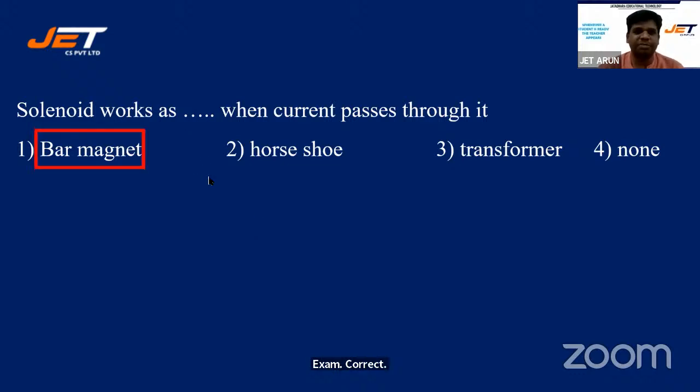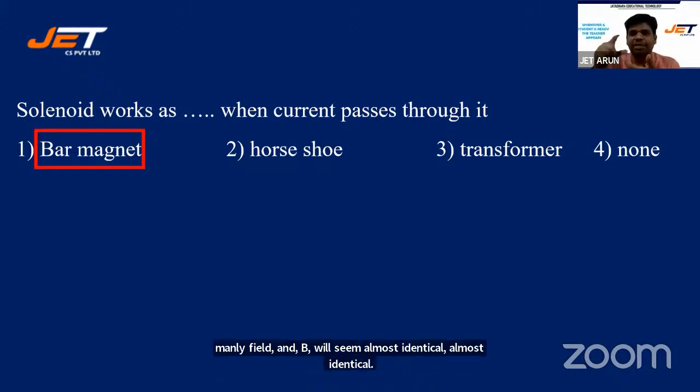Bar magnet, students. It looks just like a bar magnet. Solenoid's magnetic field and bar magnetic field will seem almost identical. That's why we also say there are loops in a solenoid, and that there are loops in a bar magnet as well.